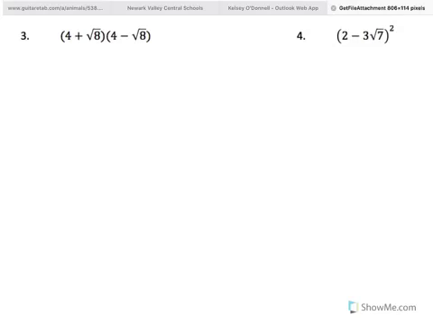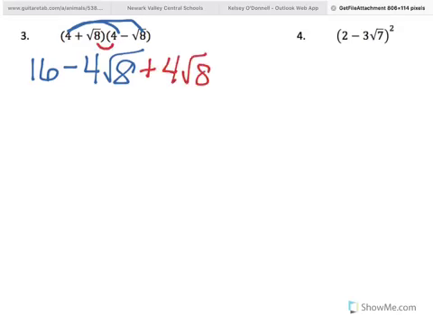Number 3 is a little different. We have 2 binomials that we have to multiply, so we must double distribute. So we're going to start with 4 times 4, which is just 16. And now 4 times a negative radical 8. Since the 4 doesn't have a radical and the radical 8 has nothing else to multiply with, you just write them next to each other. So we have minus 4 radical 8. And now radical 8 times 4 is a positive 4 radical 8. And radical 8 times radical 8 is negative radical 64.